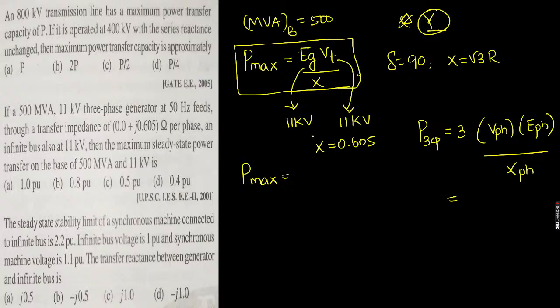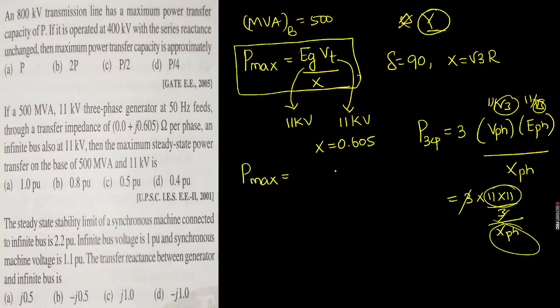Per phase voltage is 11/√3, generator voltage also 11/√3. √3 into √3 will become 3. So finally what will you obtain? 3 into 11 into 11 divided by 3, whole divided by reactance per phase. Anyway, it is getting cancelled. So 11 into 11 divided by per phase reactance. Directly you can substitute the line voltages.